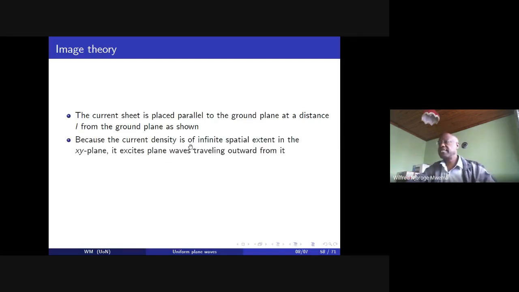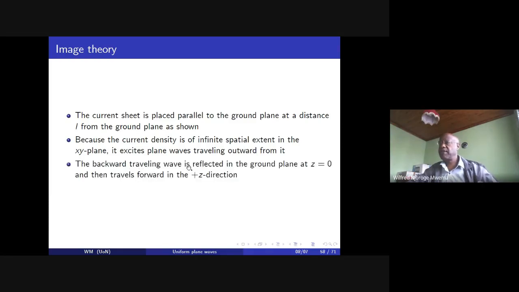Now, because the current density is of infinite spatial extent in the xy plane, it will excite plane waves that will be traveling outward from it. One traveling backwards towards the ground plane, and one traveling forward towards the positive z infinity, so to speak. The backward traveling wave will be reflected in the ground plane at z equal to 0, and then will start to travel again in the z direction.